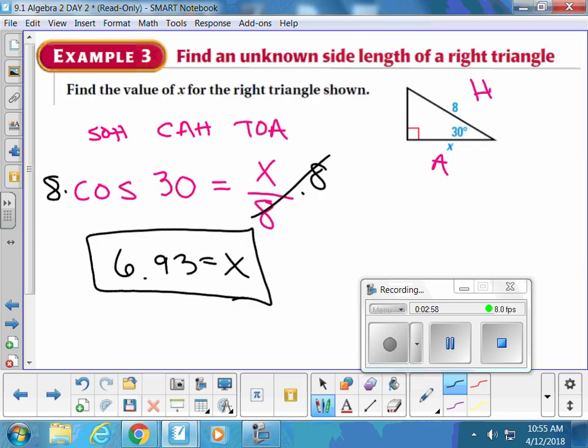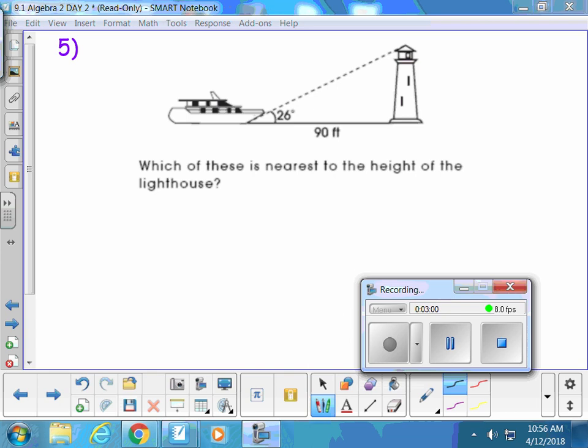Sweet. All right, we are looking at the Lighthouse problem. We don't have a variable yet. We need to put a variable there. So let's read our question. Which of these is nearest to the height of the lighthouse? This used to be a multiple choice question. That's why it's worded like that. But should I put my variable along this dotted line, or should I put my variable along the lighthouse? Right, you're looking for the height.